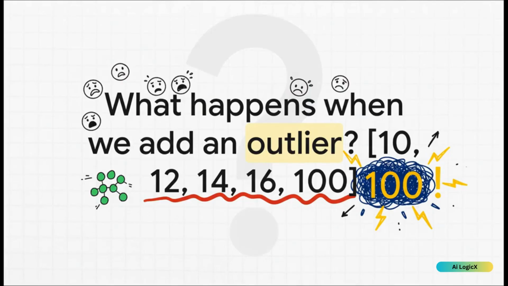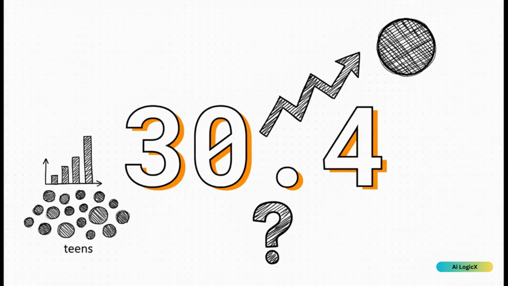But what happens when our main suspect, the number 100, decides to crash the party? All of a sudden, our neat little group has been infiltrated. You can just feel that something is about to go very, very wrong with our average. And boom, there it is. The new average is 30.4. That one single outlier just dragged the mean all the way up from 13 to over 30.